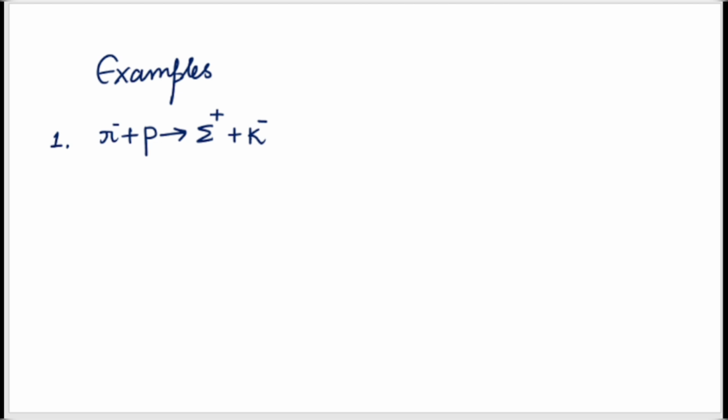Okay. So we have the very first example. What they have given is the reaction. The reaction I'm going to read now: pi negative plus proton gives rise to sigma positive plus K negative, right? First we shall see what the question means, whether the reaction is allowed or not. This is our question.